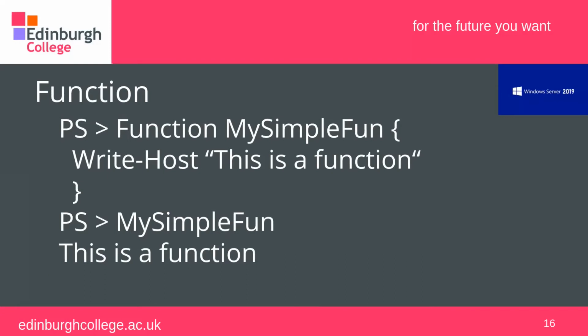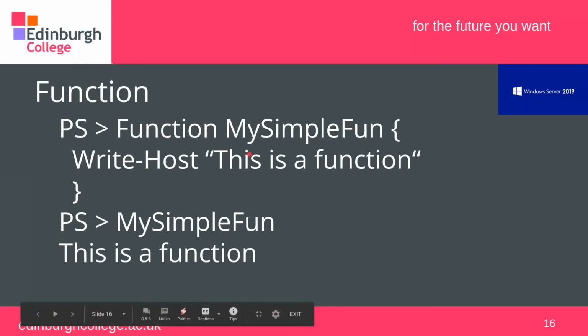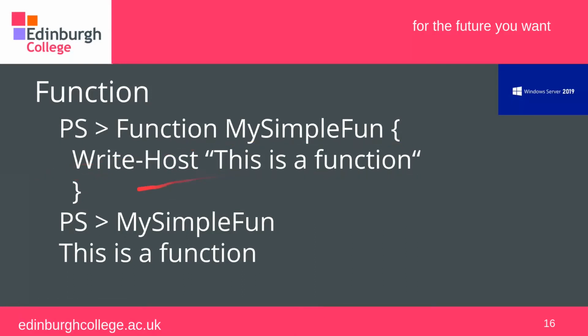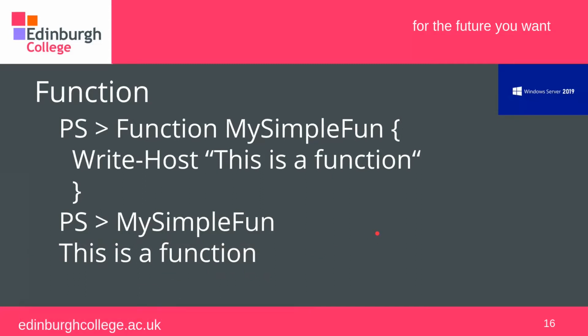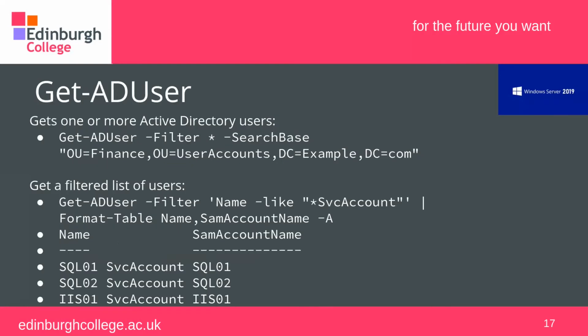So to create a function, we write the word function and we write MySimpleFunction. And then to Write-Host, we would write this is a function, close off the function with the curly brace, and then we can just write the name of the function and it will return what's inside the function here. Okay, so we're going to look at that in the lab today on creating a simple PowerShell function. Right, here is a very useful command for a system administrator, Get-ADUser.